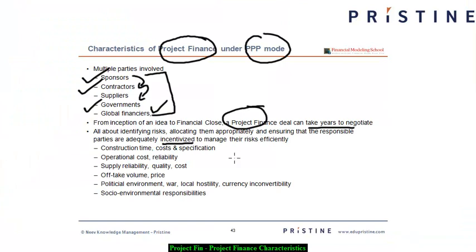So you need to incentivize the management and then appropriately hedge your risks. So these could be the various risks. So you could have construction time risk, so a risk of the project getting delayed, a risk of the operational cost or the construction cost getting delayed, a risk of not sufficient volume being taken care of.